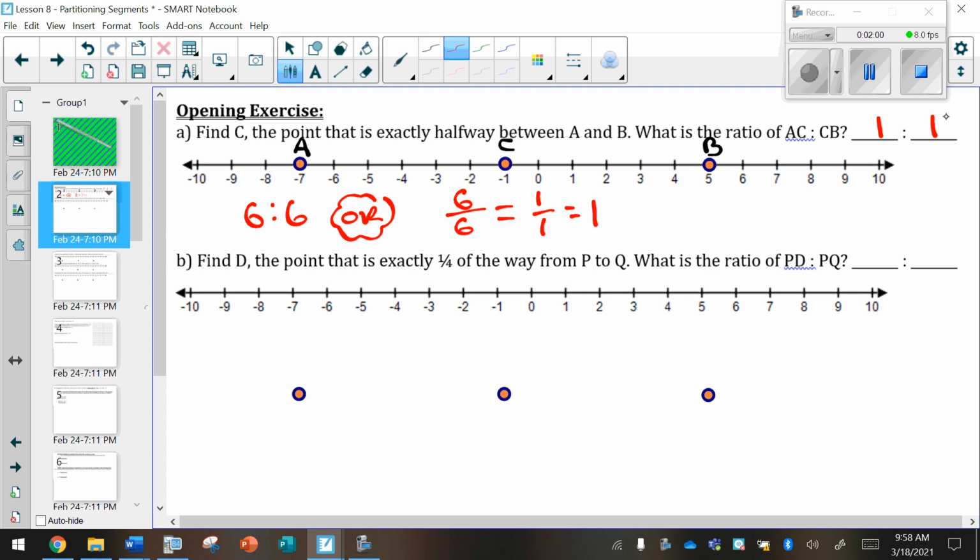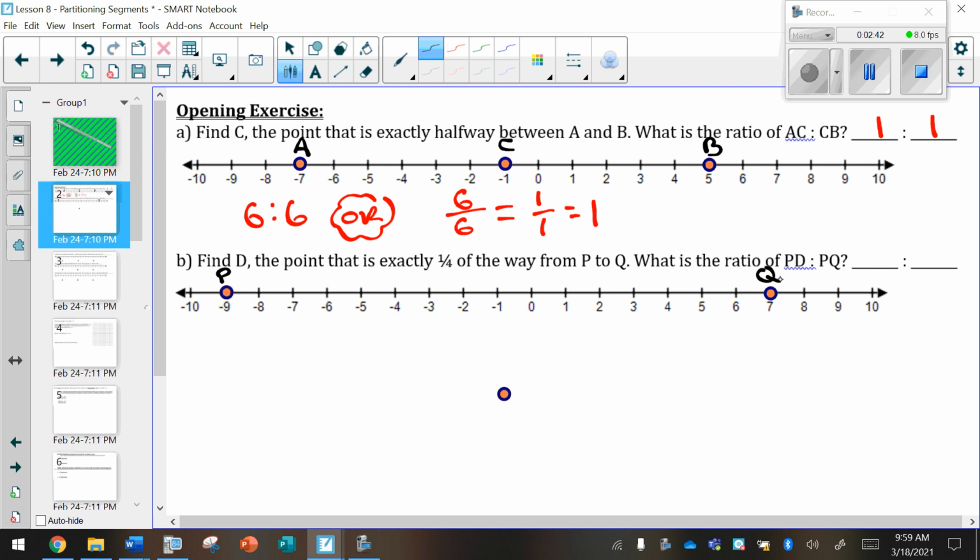All right, so let's look at some other ways to do this. Find point D, the point that is exactly 1/4 of the way from P to Q. What is the ratio of PD to PQ? We are going to put point P at -9, and Q up here at +7. Now I want you to find the point D that is 1/4 of the way from P to Q.